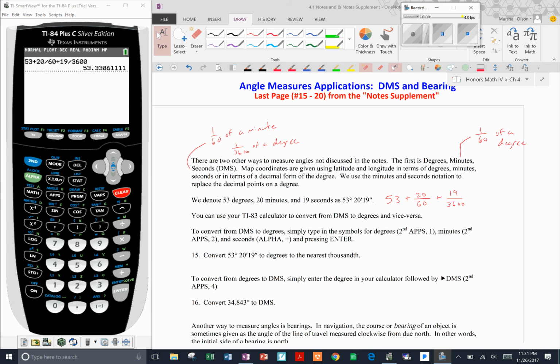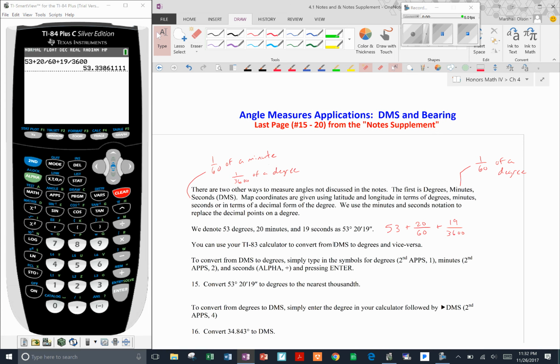Okay, we're going to finish up 4.1 with a couple of different ways to represent angles that we haven't seen before. One is a more specific way of measuring degrees, and that is DMS, or degrees, minutes, seconds. And the other is bearing, which is used in navigation and is the angle from due north. So we'll start with DMS here.